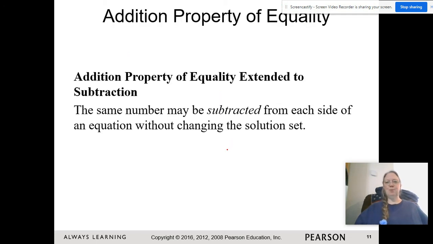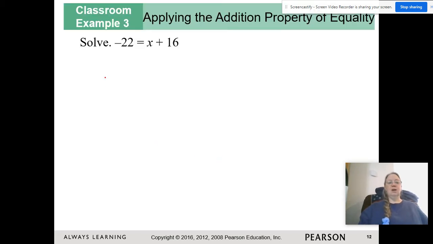When we say the addition property of equality, actually subtraction can be defined by addition. Subtraction means add the opposite. So when we say addition property, we also include in that subtracting. So let's say, for example, we have our x over here this time. Doesn't matter which side it's on. We just have to get it by itself. So we have an add 16, so we're going to subtract 16. And we have a negative 38.